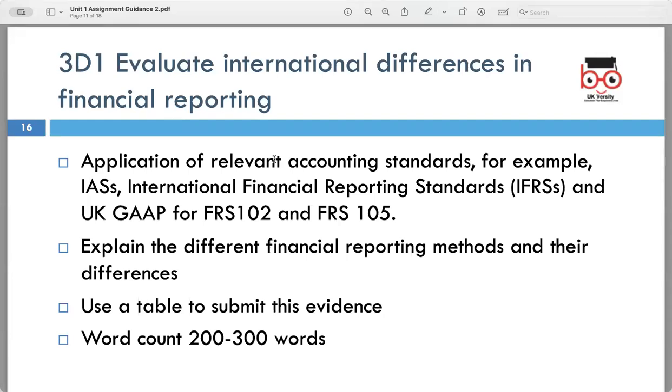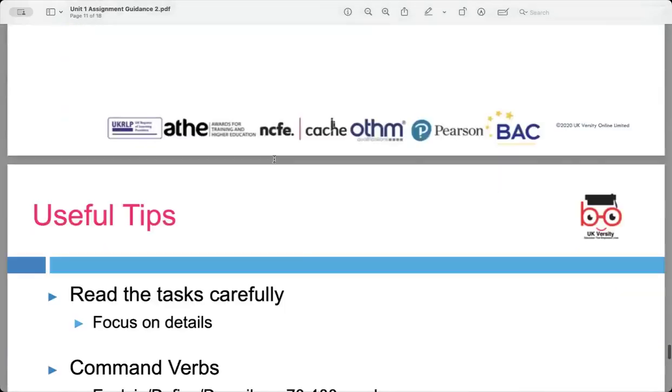So this task involves applying relevant accounting standards such as IAS, IFRS, and UK GAAP. So you must explain different financial reporting methods and their differences using a table to represent the evidence. So the word limit, again, is between 200 and 300 words.